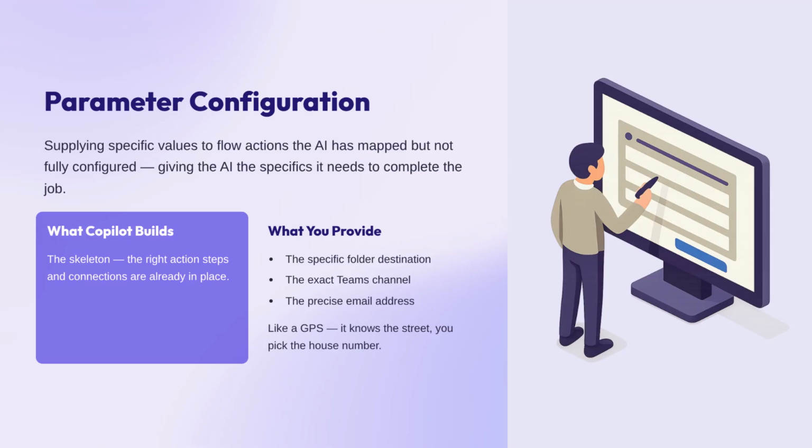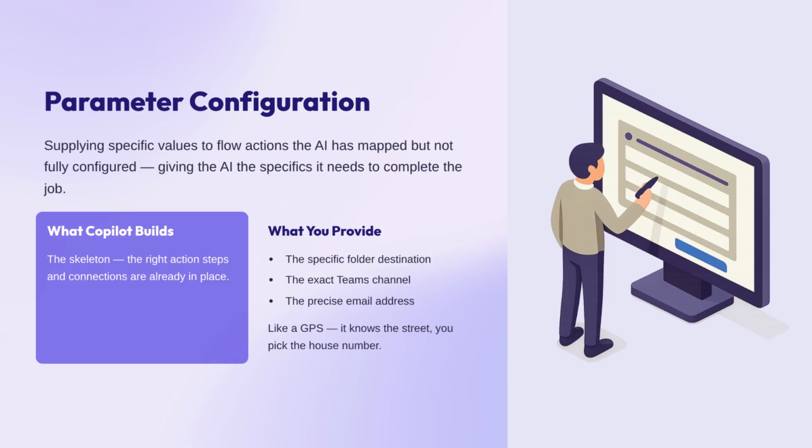The AI knows you want to save a file, but it doesn't know if you want to save it in the pizza recipes folder or the annual budget folder. You have to click on the step the AI built and pick the final destination. Imagine a dummy example. Copilot built a flow to post a message in Teams. It has the post action ready, but it leaves the channel box empty. You just click the drop-down menu and pick General.